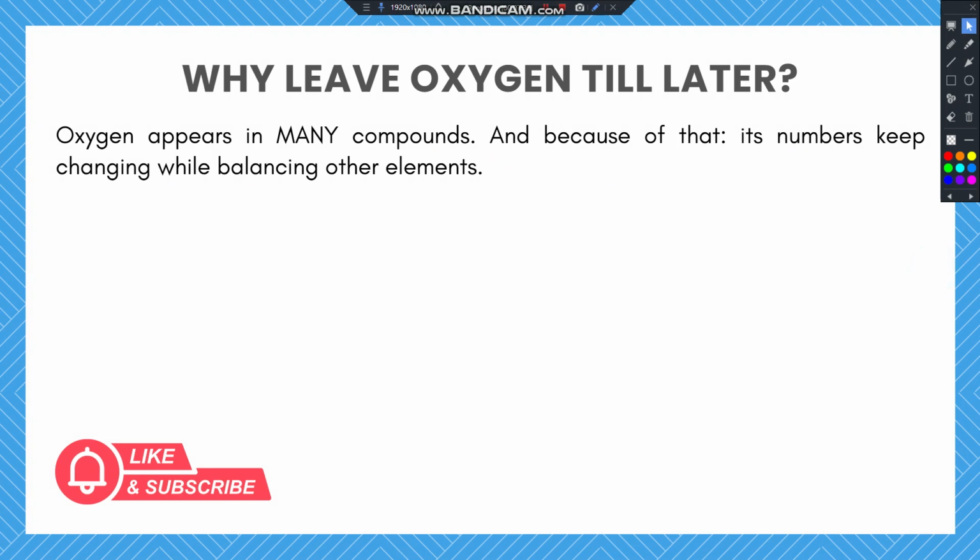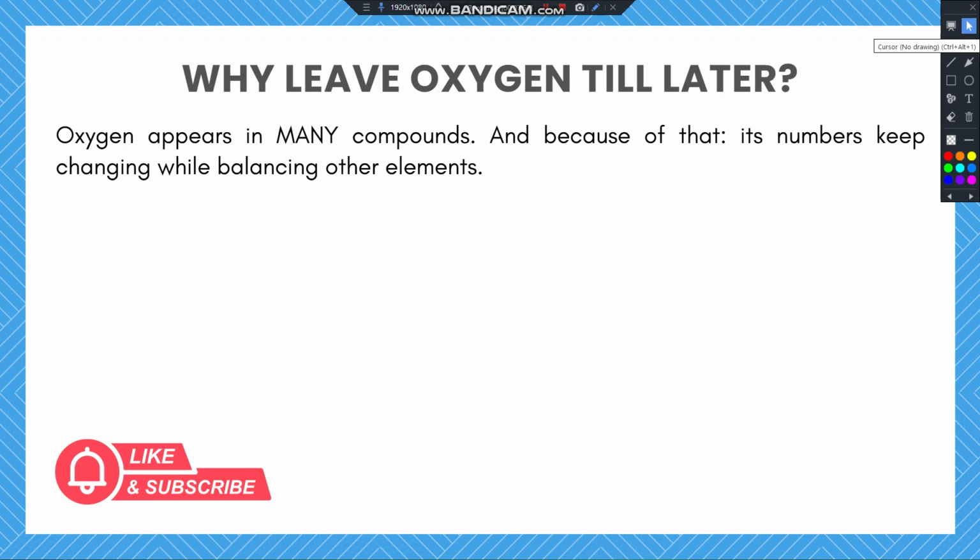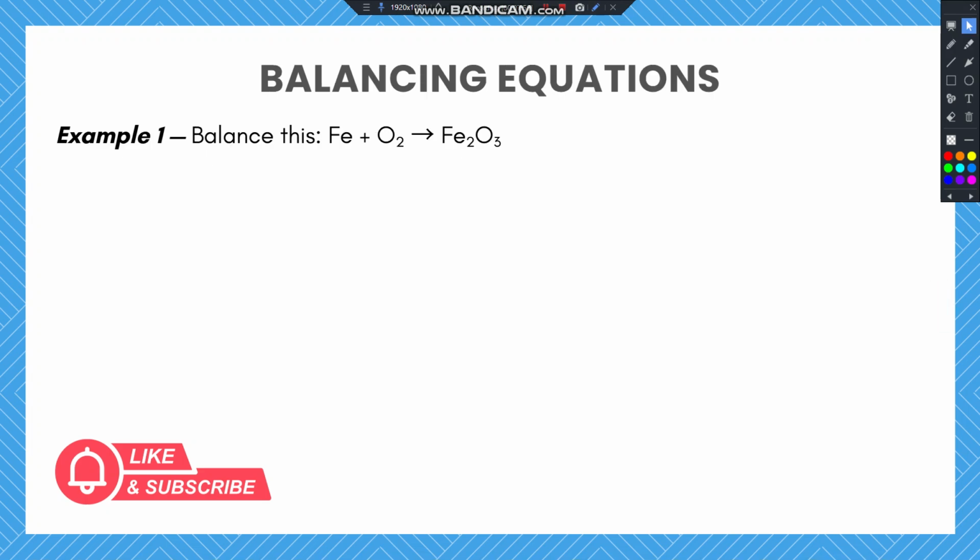Now you might be asking why. Well, the truth is oxygen appears in many compounds. You'd find oxygen in water, you'd find oxygen in carbon dioxide, you'd find oxygen in calcium carbonate, you'd find oxygen in sodium hydroxide, you'd find oxygen in so many compounds. So because of that, its numbers keep changing when you are balancing other elements. It's quite a stubborn one to get along with, so you leave oxygen for later. Let me give you an example to buttress what I just said.